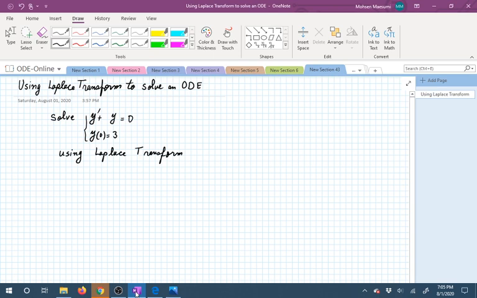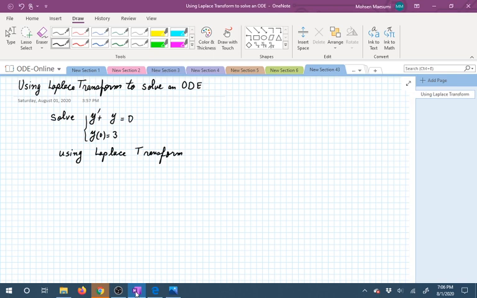So I've written a very simple problem from ODEs which we solved almost the first day, and you know the solution to it from calculus. So we are going to go ahead and explain how to solve this thing with Laplace Transform.